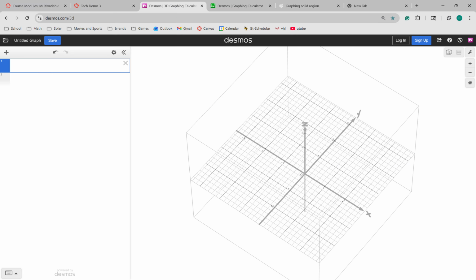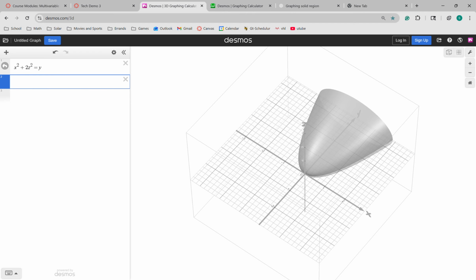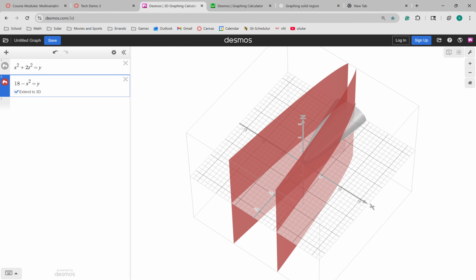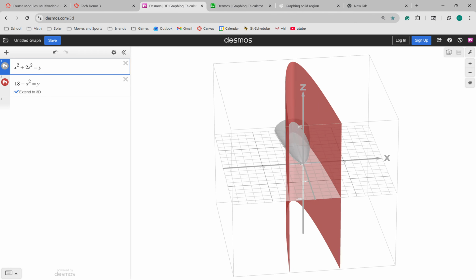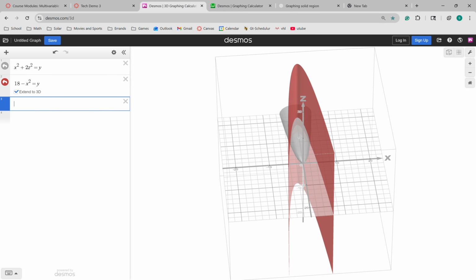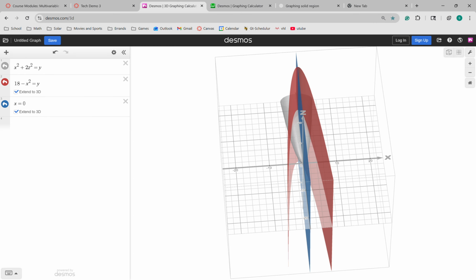Our first task is to graph the region constrained by 3 surfaces. As you can see, these 2 surfaces already have a bounded constraint. It is this region enclosed here. Our last curve is x equals 0, which splits our region in half. Our constraint is that we only want the negative x value. We want x to only be negative values.